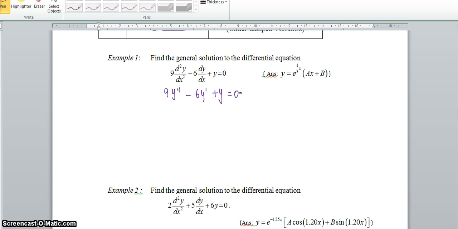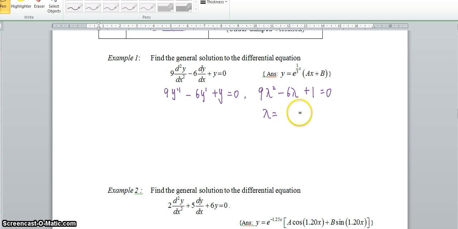In order to solve this equation, or in general any second order homogeneous differential equation, you need to be able to write down the characteristic equation to start with. So for this one, the characteristic equation will be 9 lambda squared minus 6 lambda plus 1 is equal to 0. And next, we'll solve this quadratic equation.